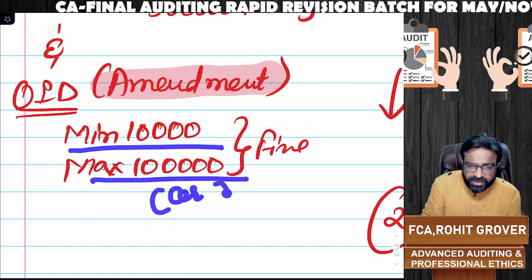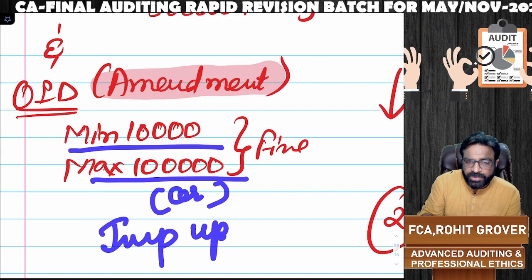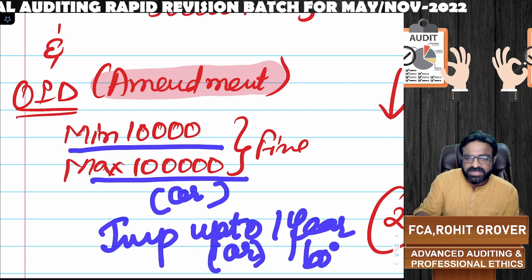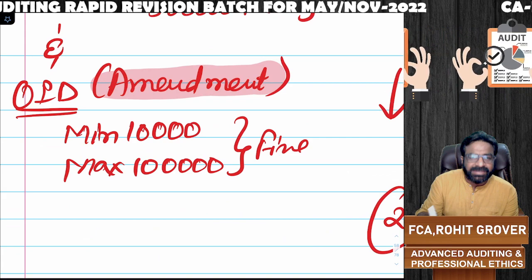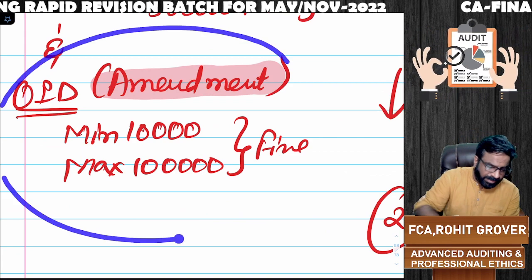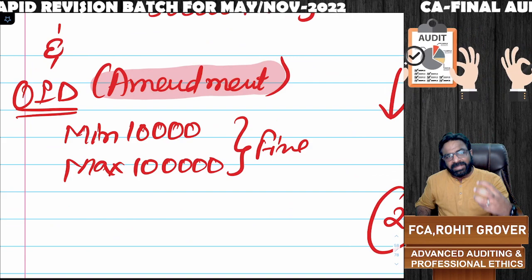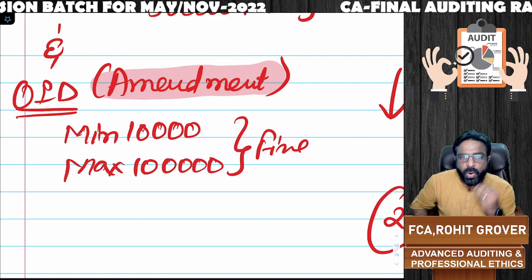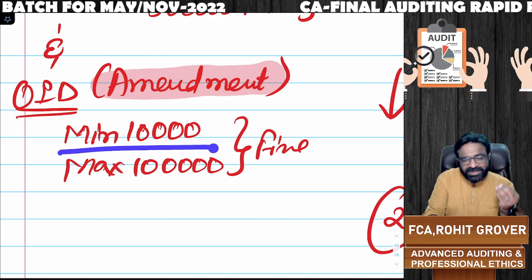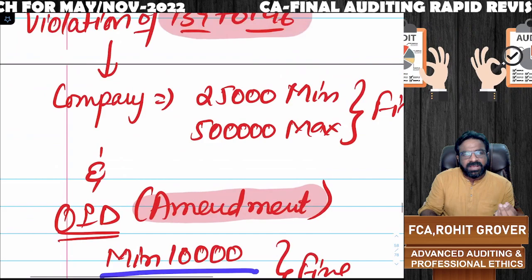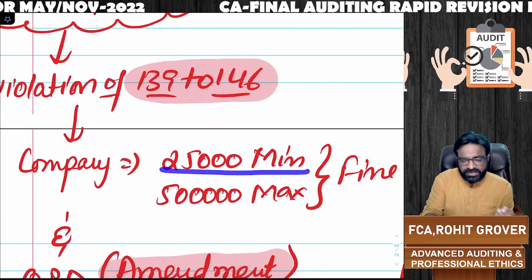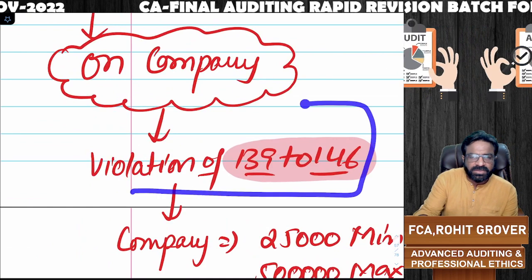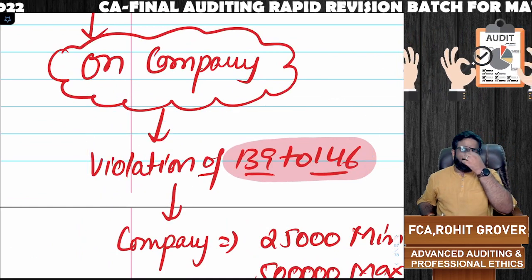Now here there used to be imprisonment up to 1 year, or both. This point used to be there. This point has been eliminated. This is the amendment: in the OID's case, the imprisonment up to 1 year point has been deleted, omitted. Now they are only liable to a fine of minimum 10,000 rupees, maximum 1 lakh. The company is liable to a fine of minimum 25,000, maximum 5 lakhs, if the company or officers in default commit the default of section numbers 139 to 146.